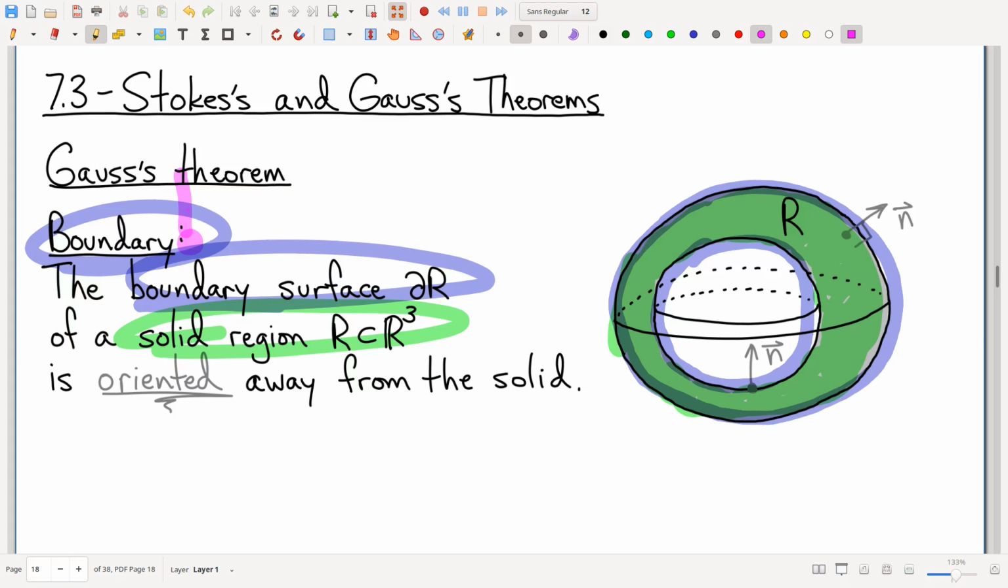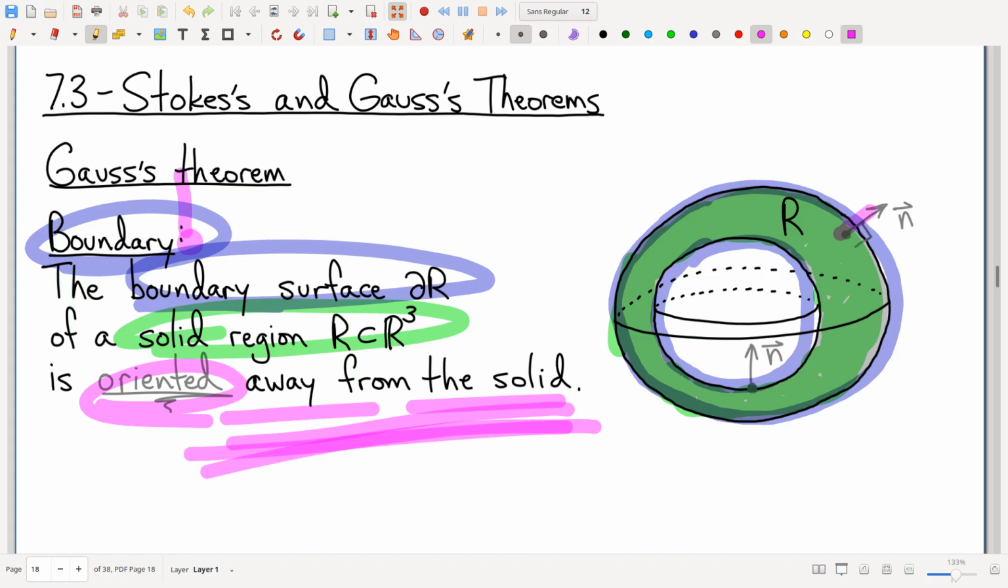So here's the rule. The rule is that the orientation is always away from the solid. For example, looking at the outer chunk of the boundary, here's the solid in green, away from the solid points outward. Now, a lot of people mistakenly think that the convention is that you always orient outward. This is not true. After all, away from the solid on the inner chunk, again, here's the solid, away from the solid would be that way. That's not outward, that's inward. So be very careful with oversimplifying.